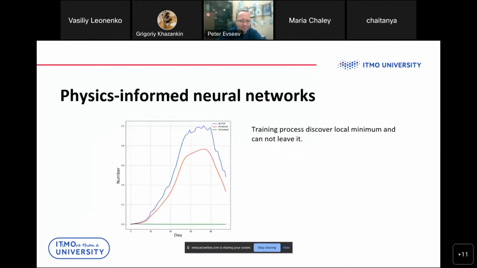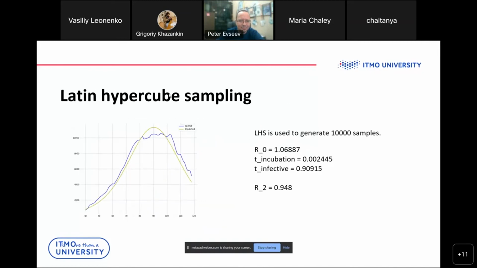We also tried physics informed neural networks, but the main problem was that it was always approaching local minima, even when we tried to hyper tune the parameters. With Latin hypercube sampling, after generating some 10,000 samples, the more samples we generate, the better accuracy we get. There are time complexity issues here, but we got a better R2 score, nearly 0.95, with Latin hypercube sampling, and we were able to predict the peak of the curve.